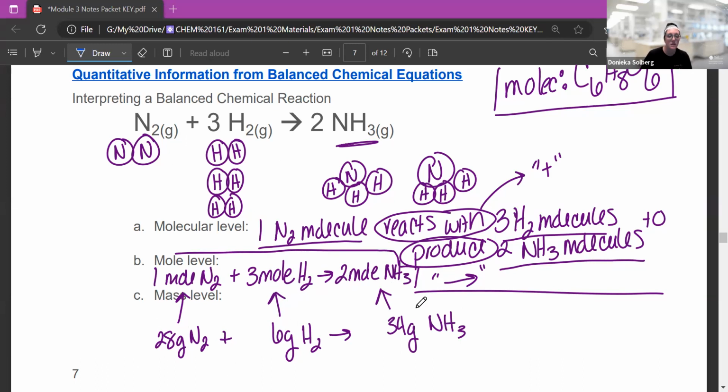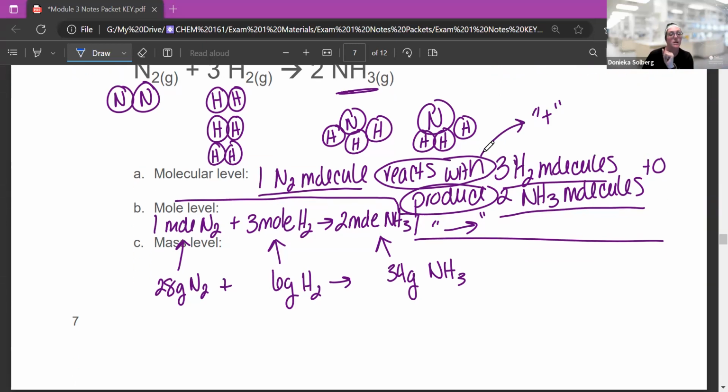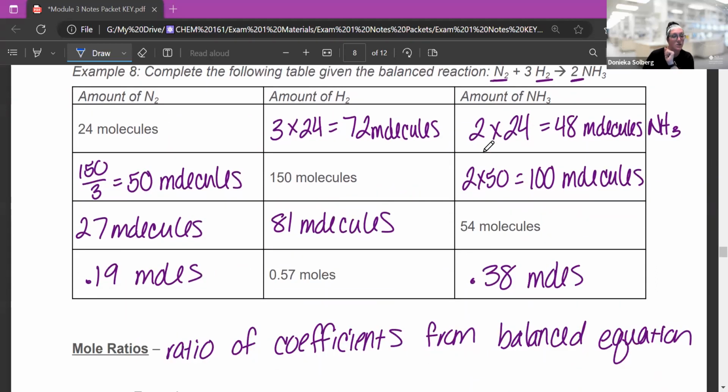Okay, now using these numbers in the actual equation would be kind of confusing because it'd be like 28 and 6 makes 34, but that's not how the molecules work out. That's how the mass works out. So our balancing is always based on molecules and moles and not mass, but we do measure mass in the lab. So we have to be able to convert from mass to moles, and then we can use this equation. So those are the important things to remember when you are doing the math with these equations.